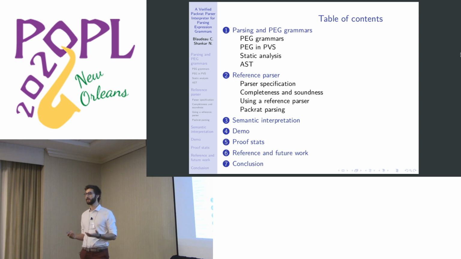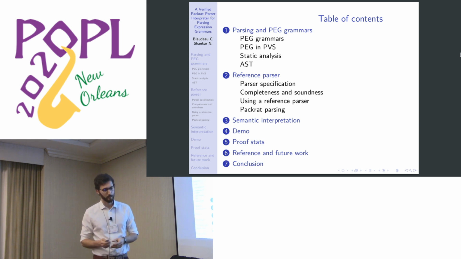So let's take a look at the table of contents, the overview. First thing, we're going to talk about parsing and parsing expression grammars, why we chose those kinds of grammars, and the way we analyze what we call well-formed grammars. Then we're going to move on to the parsers themselves and the system, and maybe the most interesting idea of this presentation, which is to use what we call a reference parser. And then we'll move on to the semantic interpretation to build real use case parsers. And then a little demo, some proof statistics, reference and future work, and finally the conclusion.